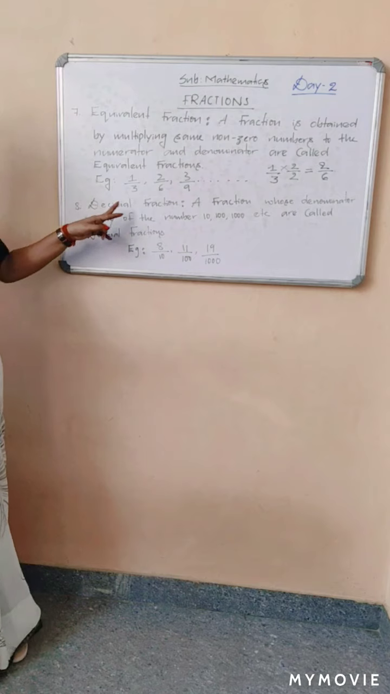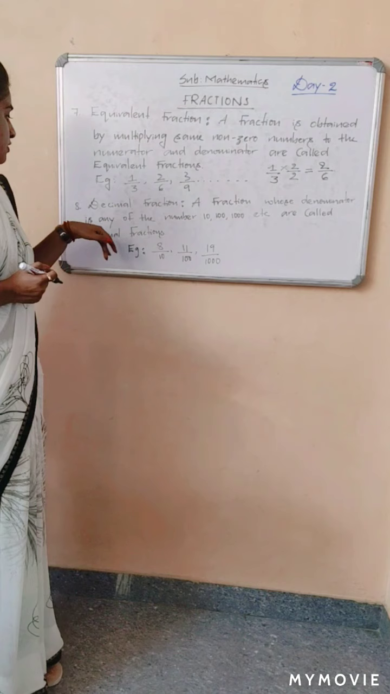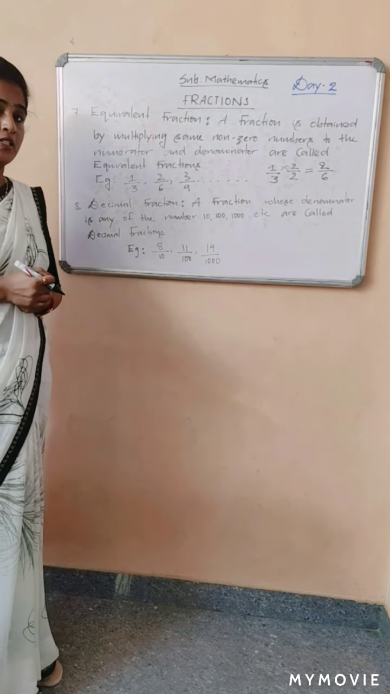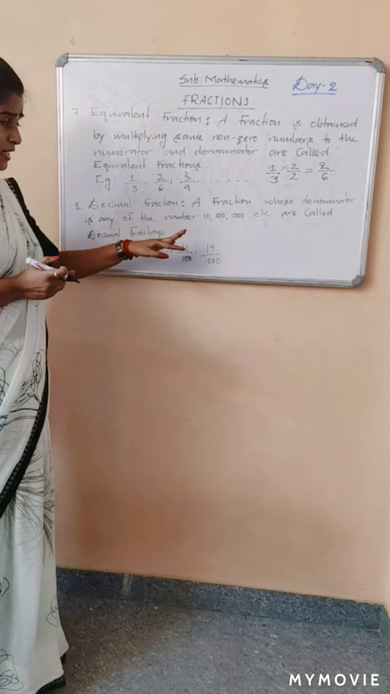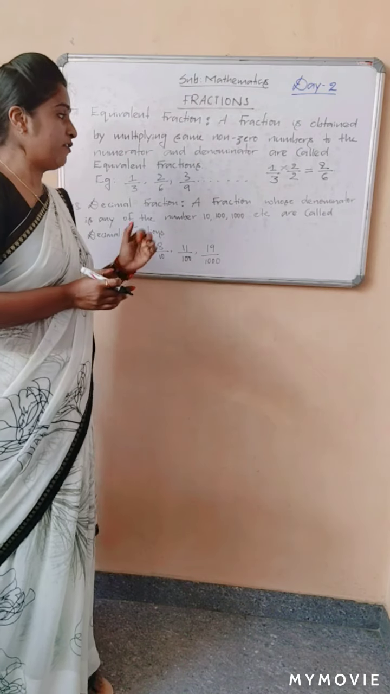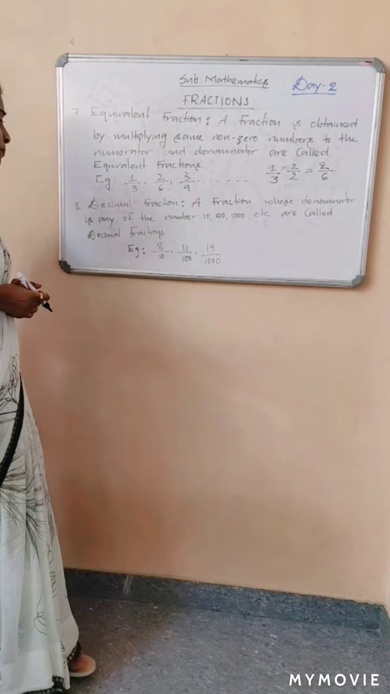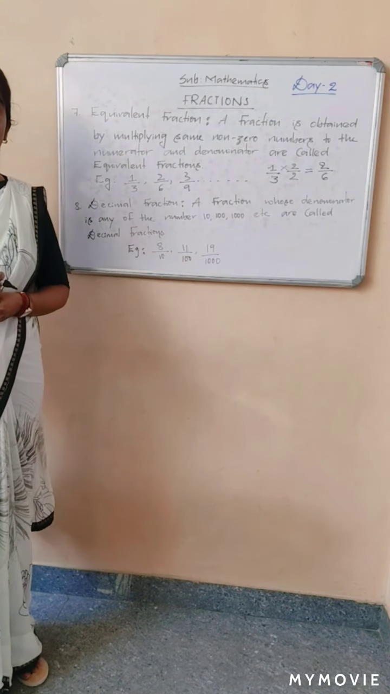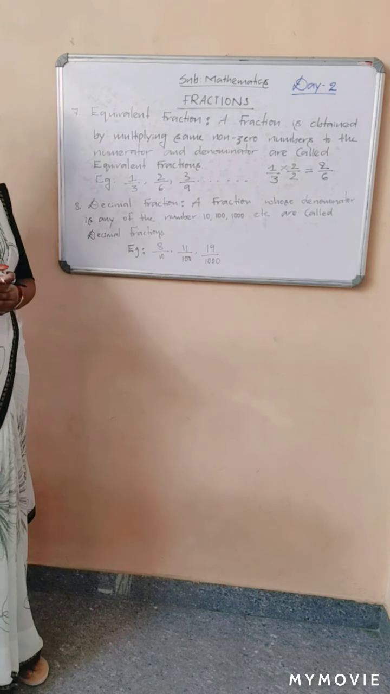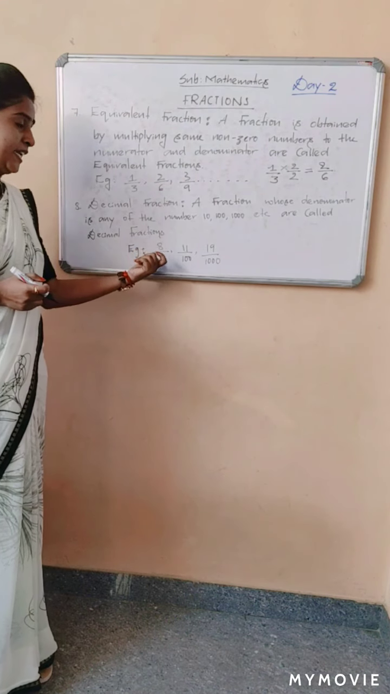Now the next one is decimal fractions. A fraction whose denominator is any of the numbers 10, 100 or 1000, that is, it should be in terms of 10, 100, 1000. If any denominator is 10, 100, 1000, then those fractions are said to be decimal fractions. So always keep in mind that it should be 10, 100, 1000 in the denominator. Those fractions are decimal fractions, and we can take an example, 8 by 10.